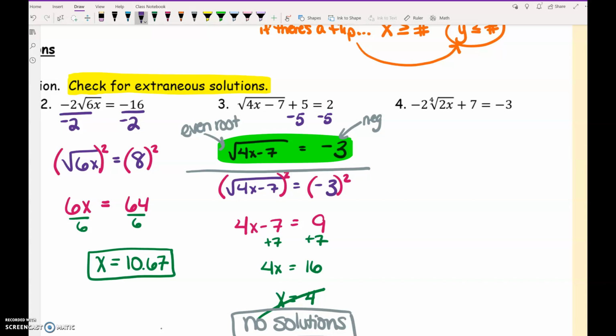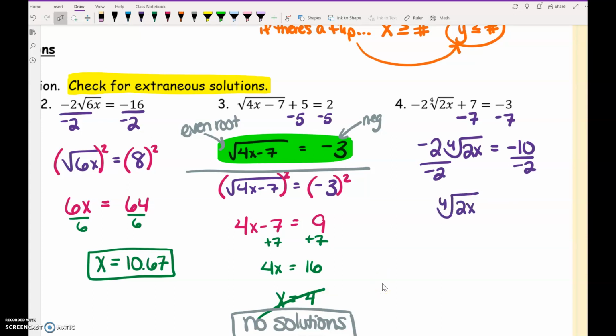What do we need to do first? We need to subtract 7 first. When you're solving equations, you have to do PEMDAS backwards. So deal with subtraction or addition first, then deal with division or multiplication, then deal with exponents or radicals. That's a lot of things, I know. Then we divide by negative 2. We get the fourth root of 2x equals 5.